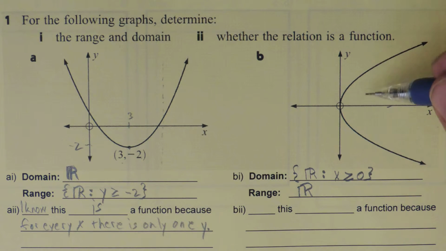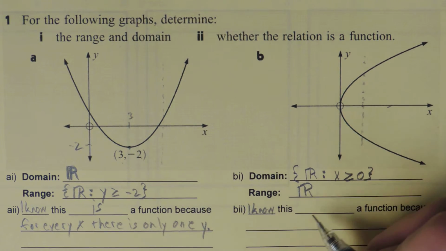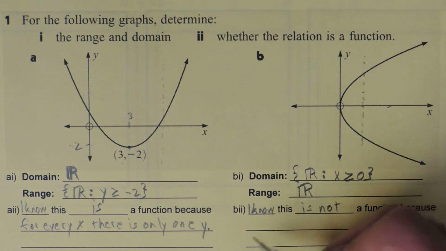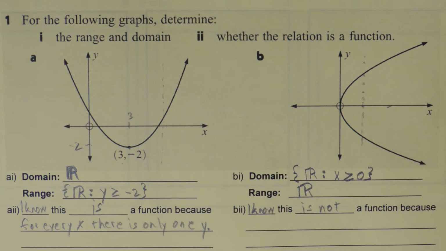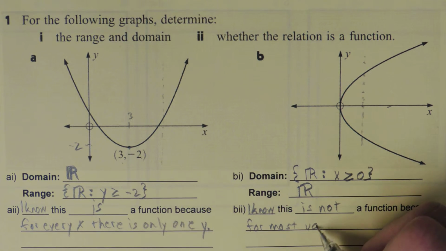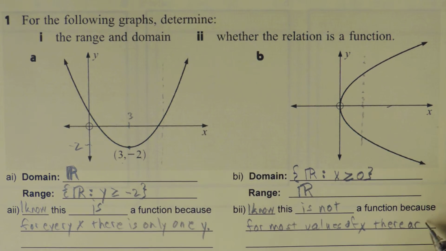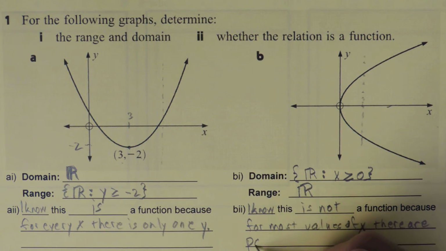If I look at it though, for any x value, say this x value, there are 2 potential values for y. So I know this is not a function because for most values of x, there are 2 potential y values. If I know x, I do not necessarily know y.